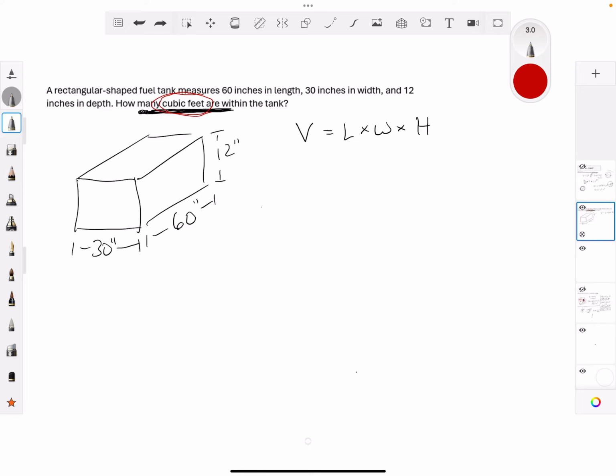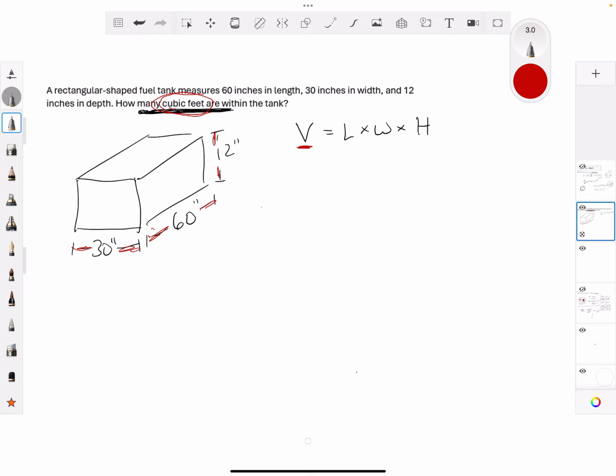All right, here's the next problem. It says a rectangular shaped fuel tank measures 60 inches in length, 30 inches in width, and 12 inches in depth. How many cubic feet are within the tank? So the first thing we need to know is the formula for the volume of a rectangular solid, which is its length times width times height.